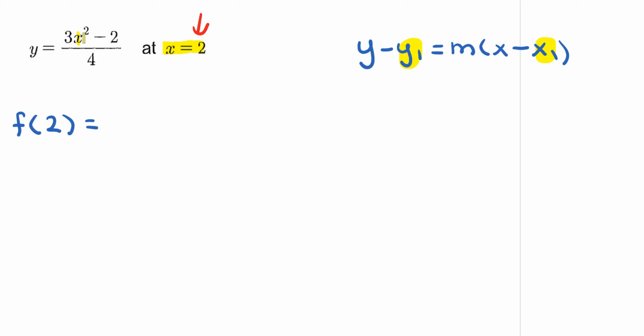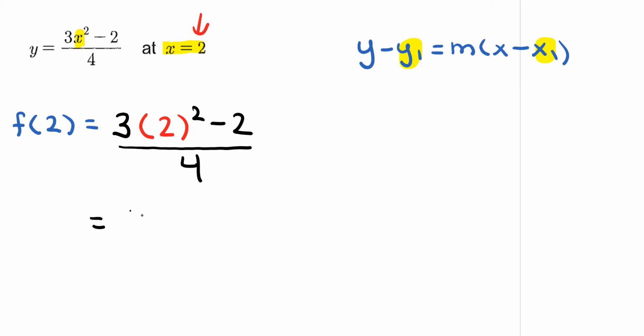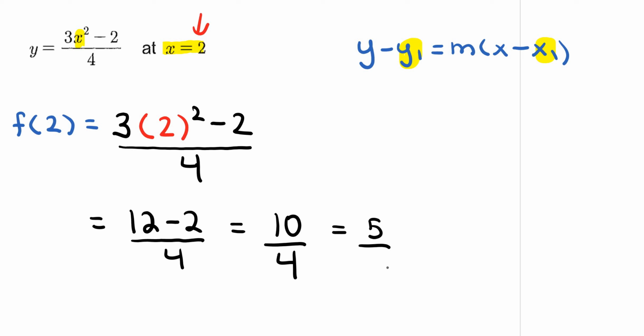What that means is anytime you see an x, you just replace that with a 2. So this would be 3 times (2 squared) minus 2, divided by 4. So this would be 3 times 4, which is 12. So 12 minus 2 divided by 4. 12 minus 2 is 10, and that will be 10 divided by 4. And 10 divided by 4 is 5 over 2.